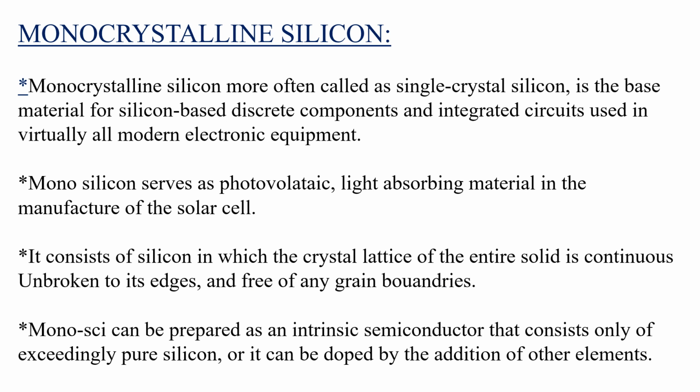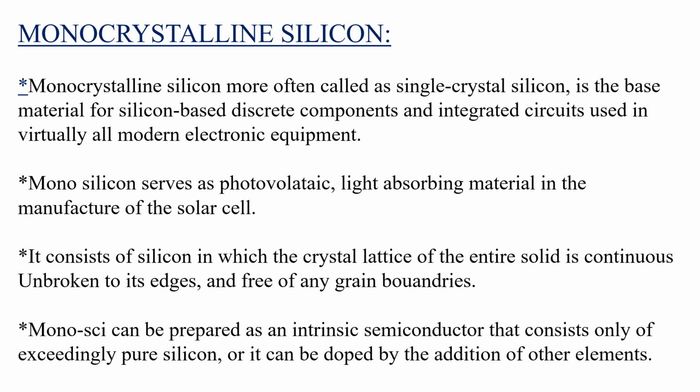The fourth type of solar cell is the monocrystalline silicon solar cell. Mono means single, so monocrystalline silicon refers to single crystal silicon. It is the base material for silicon-based discrete components and integrated circuits in virtually all modern electronic equipment. Monosilicon serves as photovoltaic light-absorbing material in the manufacture of the solar cell.